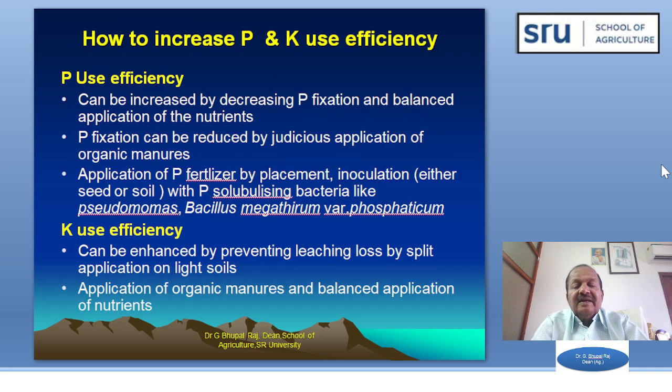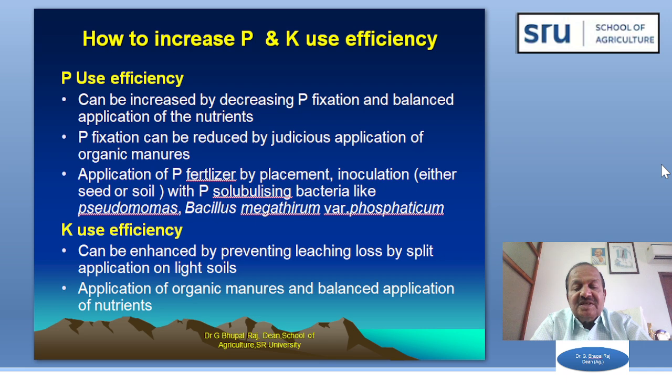Then coming to phosphorus and potash use efficiency, phosphorus use efficiency can be increased by decreasing the phosphorus fixation and balanced application of the nutrients. Phosphorus fixation can be reduced by the judicious application of organic manures. Application of phosphorus fertilizer by placement, or inoculation, either seed or soil, with phosphorus solubilizing bacteria like Pseudomonas and Bacillus megaterium, Phosphaticum. If you use the phosphorus solubilizing bacteria, the phosphorus use efficiency can be increased.